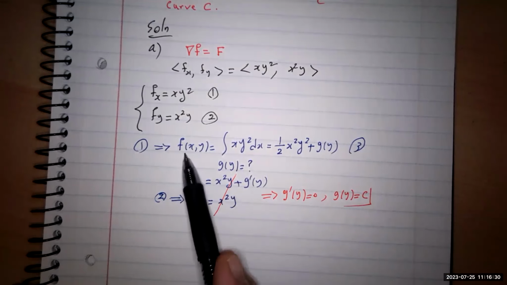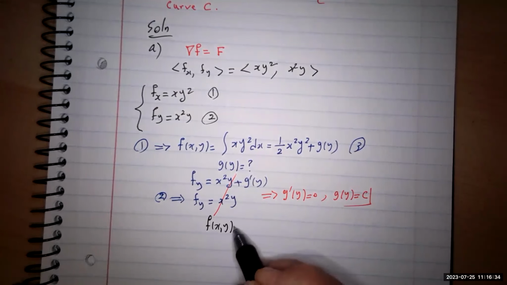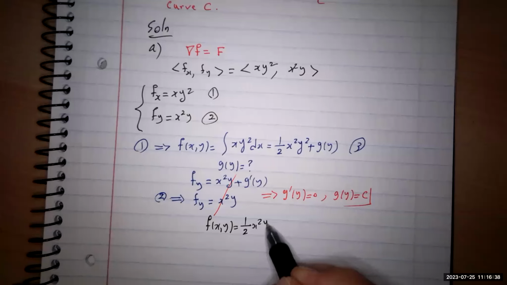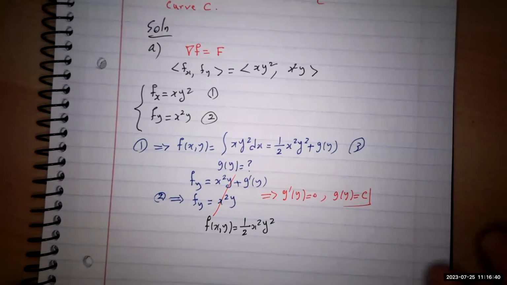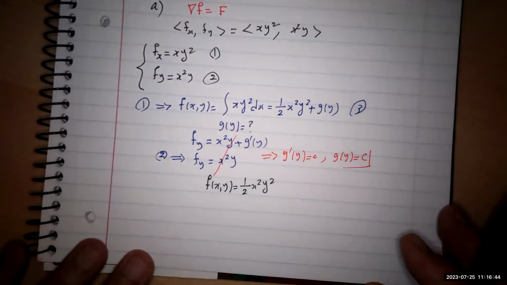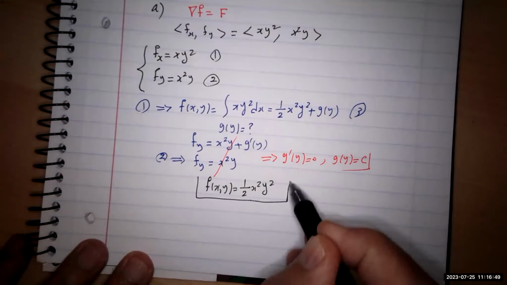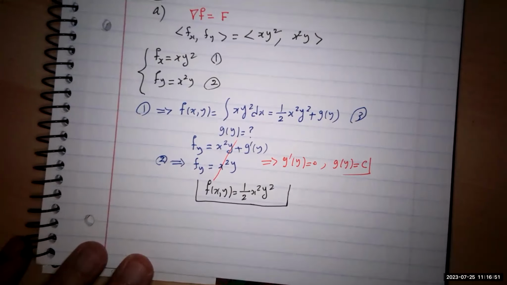So f of x comma y is going to be simply 1/2 x squared y squared. You can add the constant c, but we don't usually, because we need only one function. So that function is already given to us. Okay, any question? So that's your job for all these problems. You have to do it automatically yourself. So this means your f is conservative.